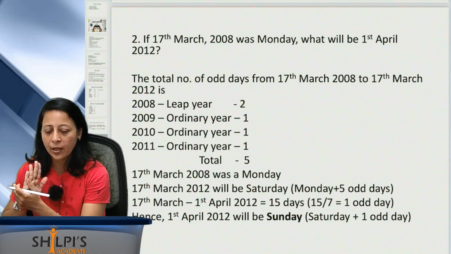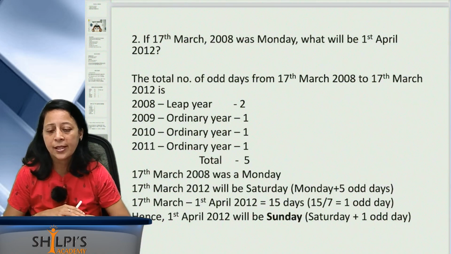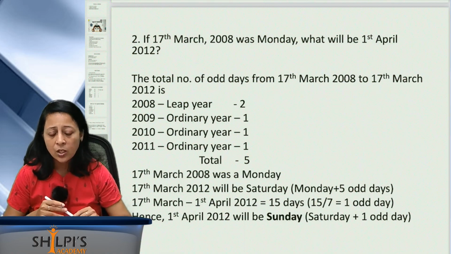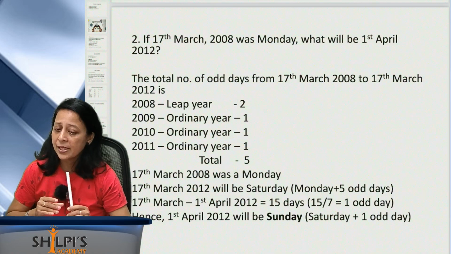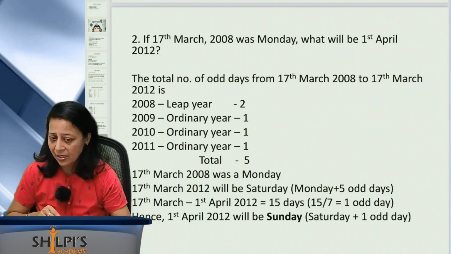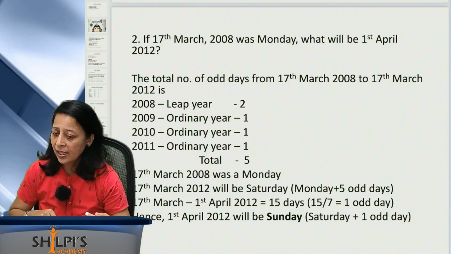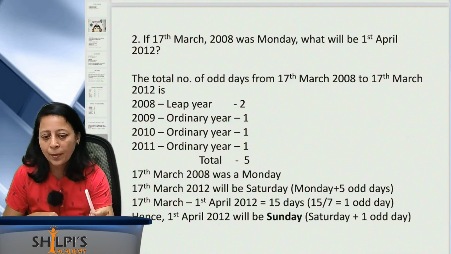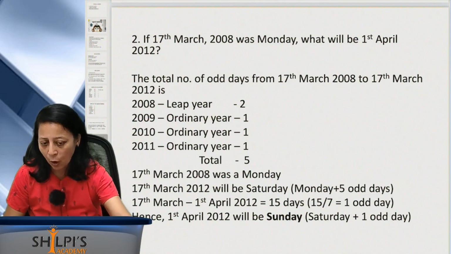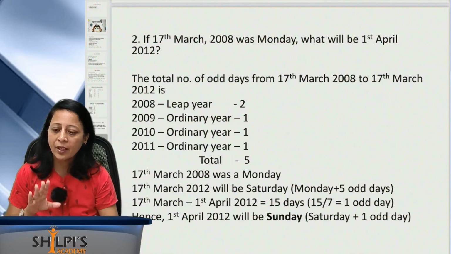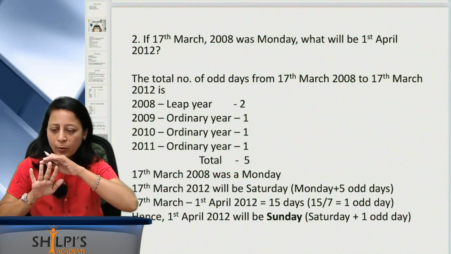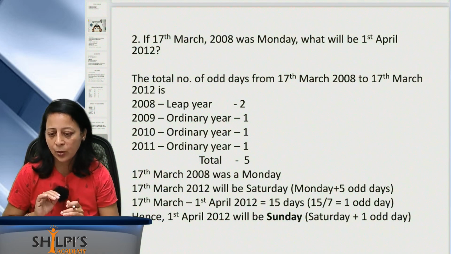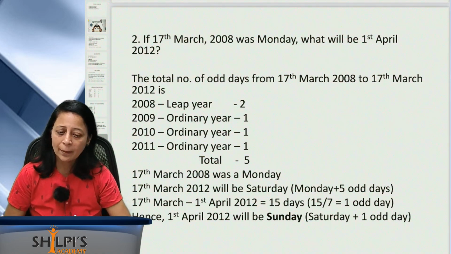Okay. So here they have given you that 17th March 2008 is a Monday. So 17th March 2012 will be a Saturday. How did we get Saturday? Monday is the day of 17th March, plus the remainder: 2 plus 1 plus 1 is 5. When you add those 5 odd days to Monday, you get Monday, Tuesday, Wednesday, Thursday, Friday and Saturday. Those 5 days make it Saturday. So 17th March 2012 will be a Saturday.